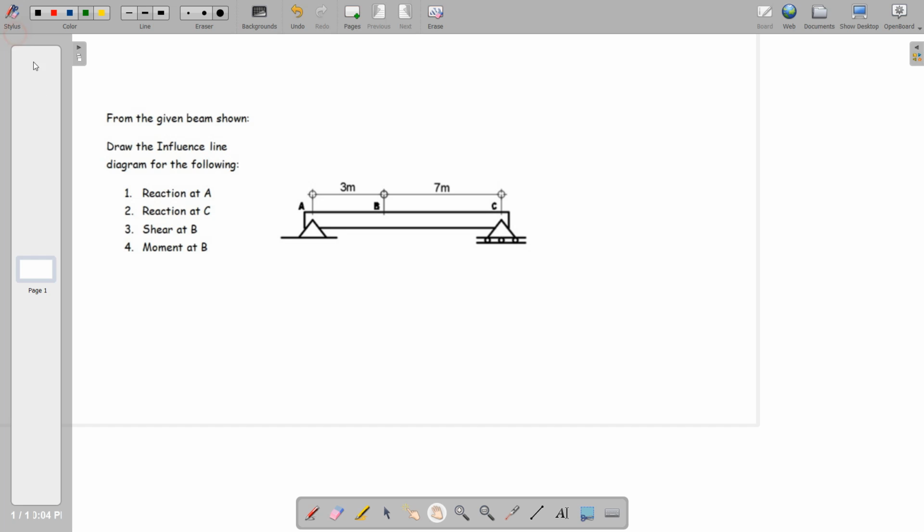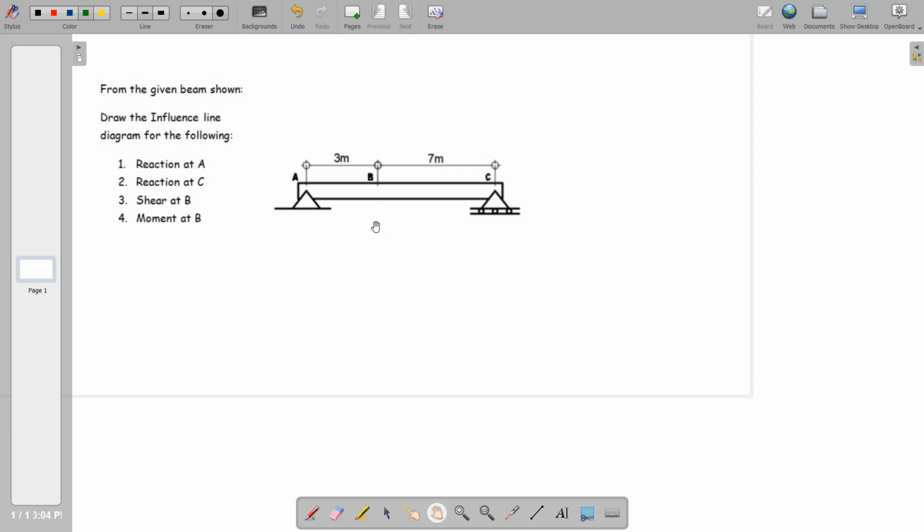Okay, welcome to today's session. Last time we had already discussed the procedure on the applications of the influence line diagram when we have various loading such as concentrated load and uniformly distributed load. Before we have exercises on that, let us have an exercise on Müller-Breslau. These are problems on your previous quiz last time.